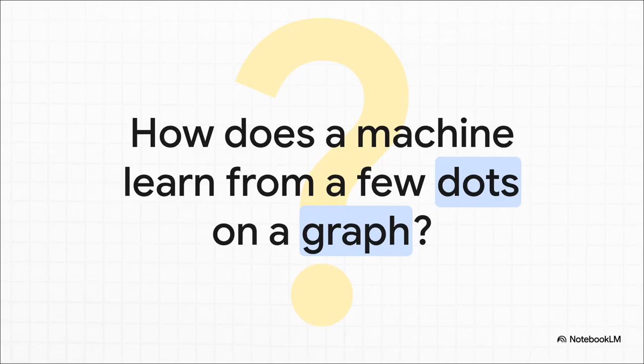It all boils down to a really simple question. Let's say you give a computer a handful of data points. Just a few dots on a graph. How on earth does it go from just seeing those dots to actually understanding the pattern behind them?